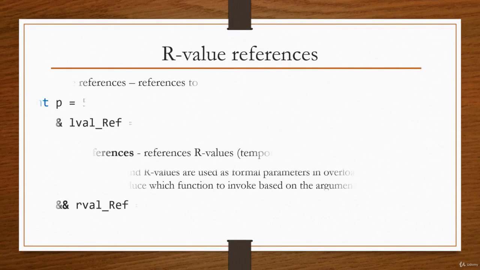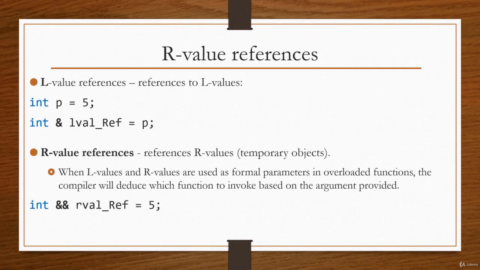Alright, a recap on R value references and the difference between that and an L value reference. So at the top here again we start with the L value reference. In that first statement, p is an L value. Right, we do int p and we assign 5 to that. p is now an L value. Then we do a reference to an integer that is referred to as an L value reference, and we can assign p to that. Now an R value reference is going to reference R values or temporary objects.